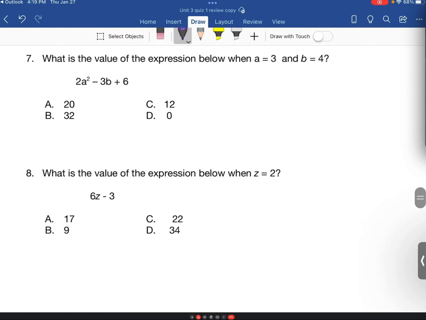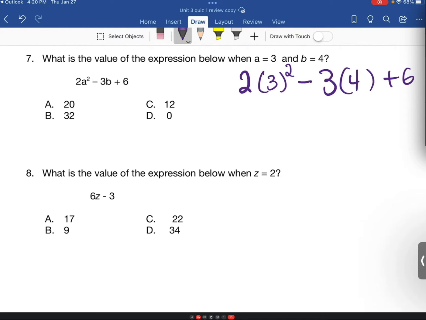Number 7. What is the value of the expression below when A equals 3 and B equals 4? So in this case, we are going to substitute our variables with numbers that are given to us. So I'm just going to rewrite my expression with the values that are given. And I'm going to put my values in parentheses, right? Minus 3, B equals 4, plus 6. Okay, now I want to solve.